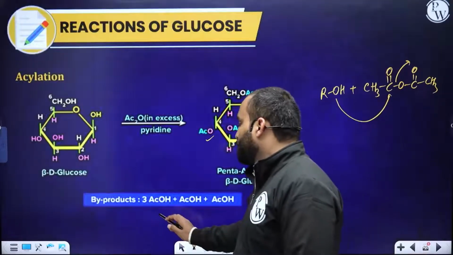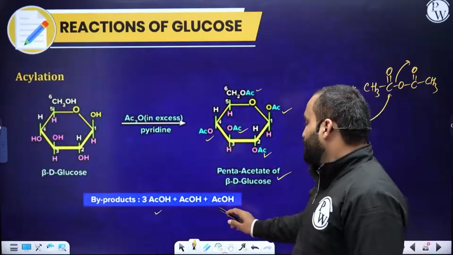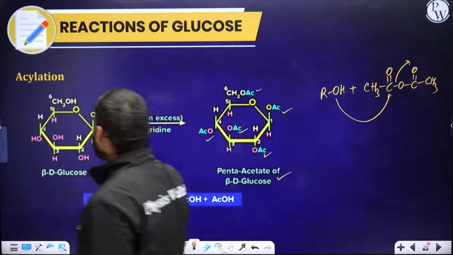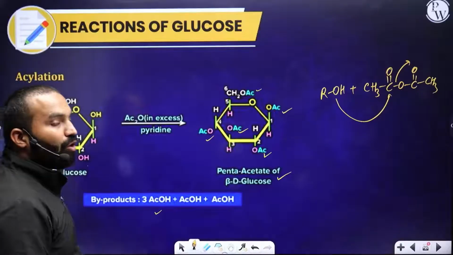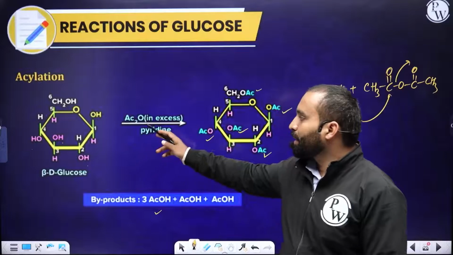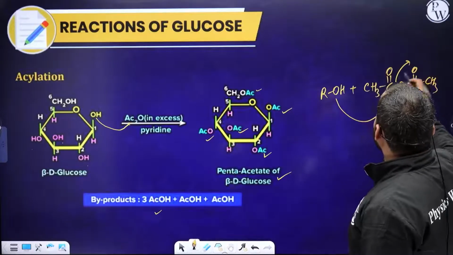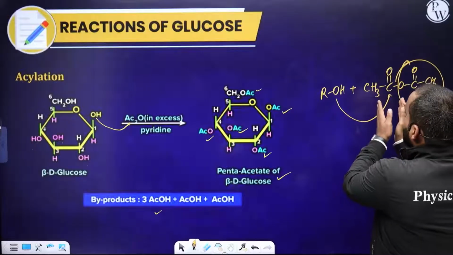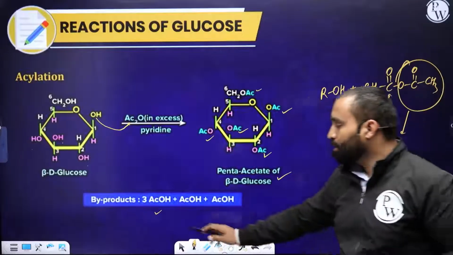The byproduct obtained is acetic acid, several moles of it. How? Because there are 1, 2, 3, 4, 5, a total of 5 alcohol units present, which will be attacking this. As the OH attacks here, this group is going to leave. This will be the acid product. One part of this molecule is attached to the alcohol, and the rest of the part will become an acid, which is written over here.